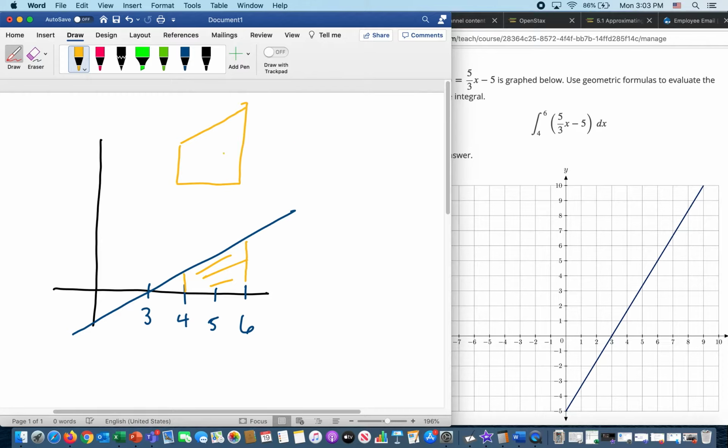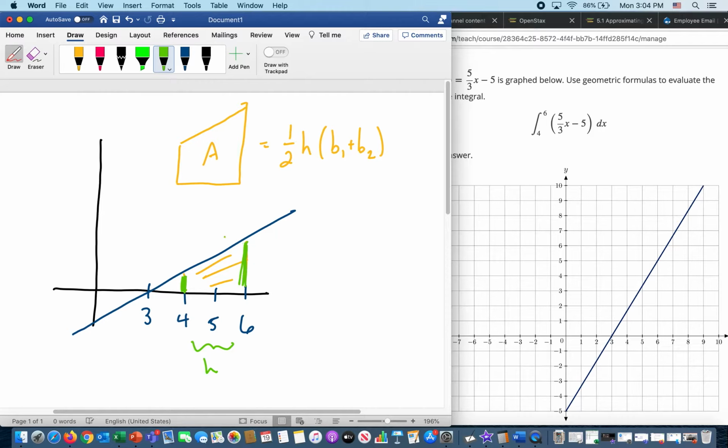To find the area of this thing, we're going to use what we know about the area of a trapezoid. It's 1/2 the height times base 1 plus base 2. We can identify the height as the distance between the two bases. Here's base 1 and here is base 2. Our job now is to figure out what is the height of base 1 and what's the height of base 2.